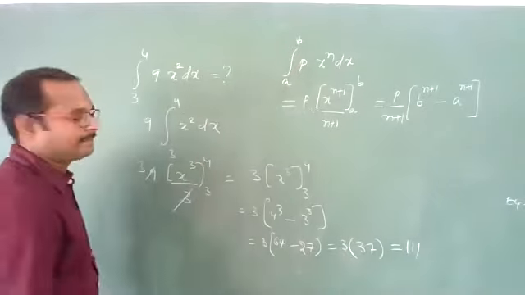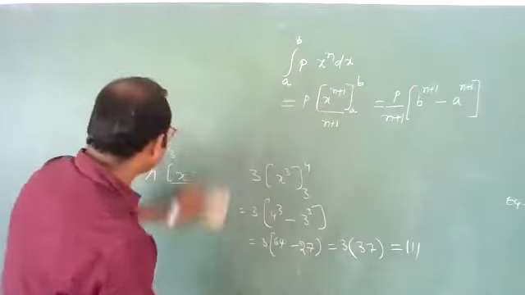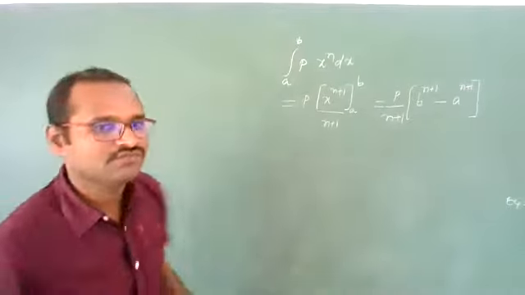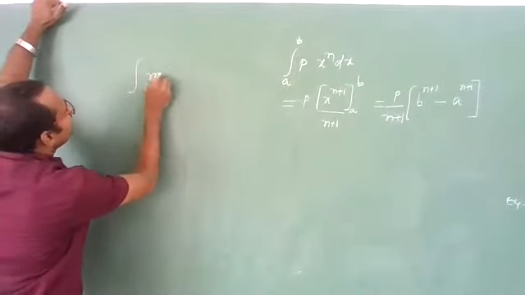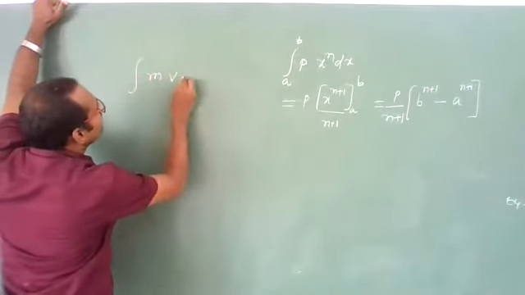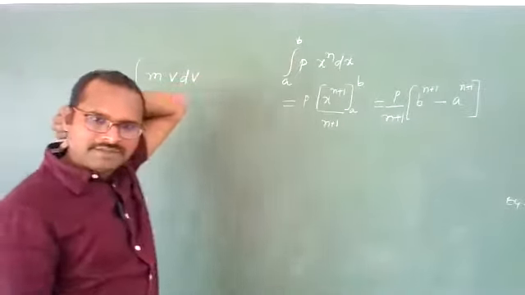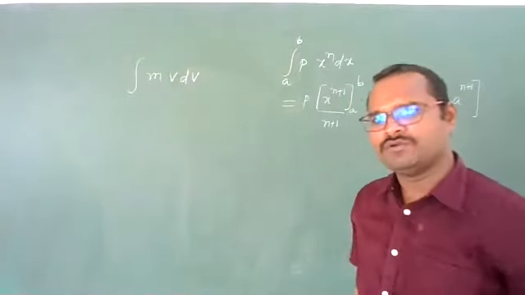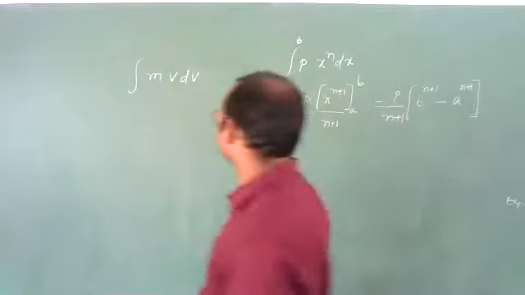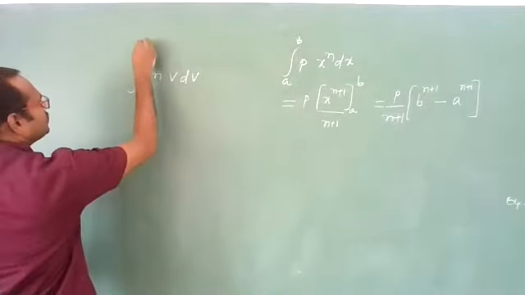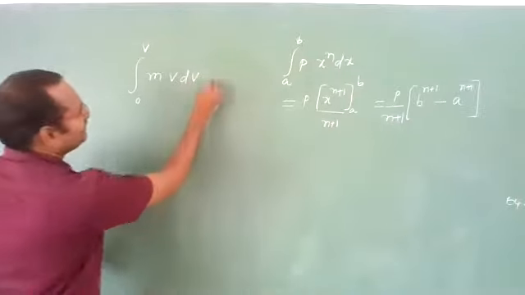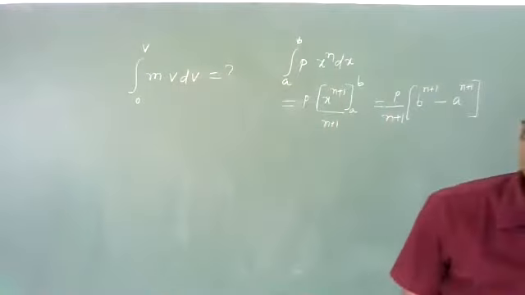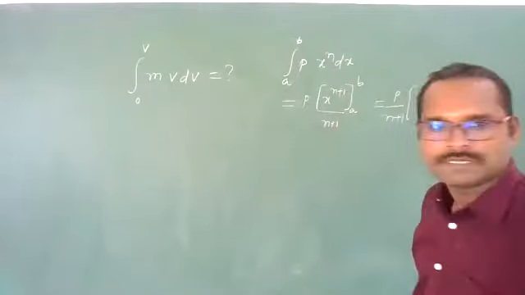Okay? Now, let us take one more. Students, let us suppose we are having one function like this: integration of m v dv. Here m is a constant mass, and v is variable, let us suppose it is velocity. And v is changing from 0 to V. Then what will be the value? Can you find? Apply the same thing.